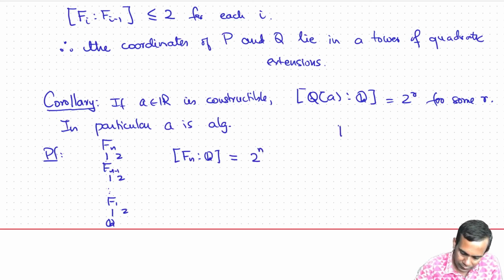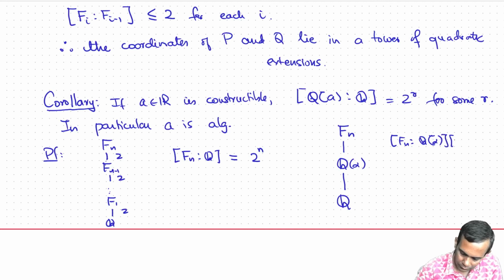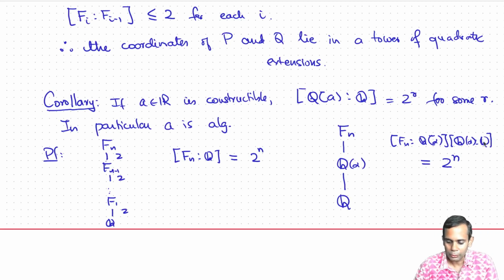And now, if our element is constructible, then it lies inside some Fn like that. So Q(alpha) is an extension that is between Q and Fn, and so the degree of Fn over Q is 2 to the power n. So the only possibility for the degree of Q(alpha) over Q is that it has to be 2 to the power r for some r less than or equal to n.